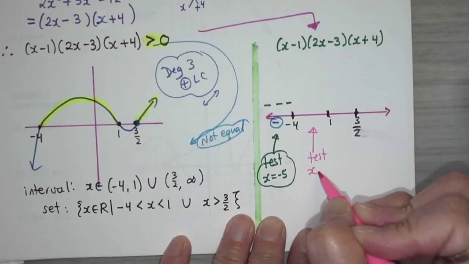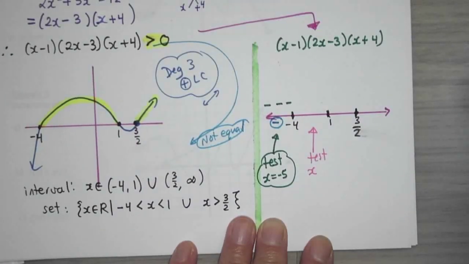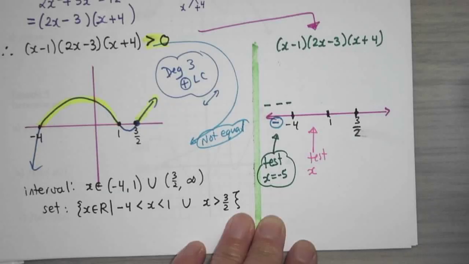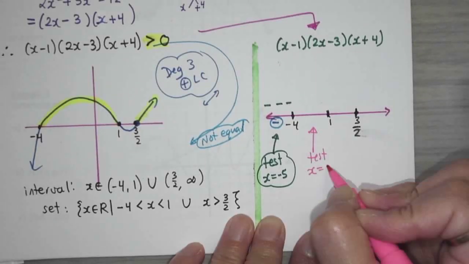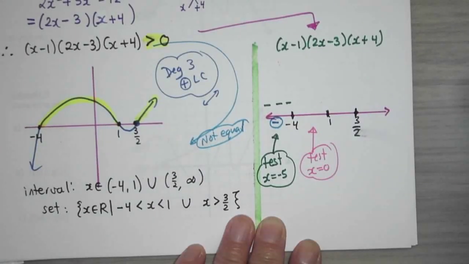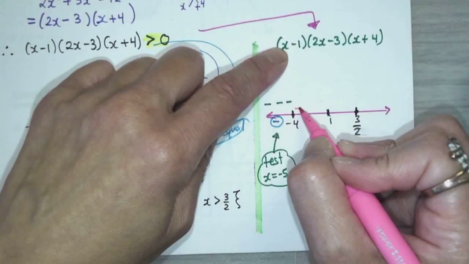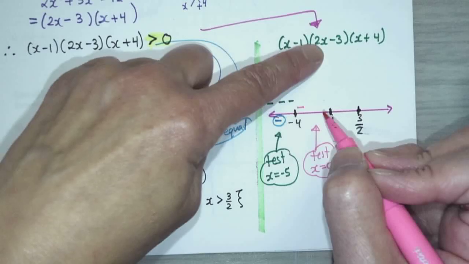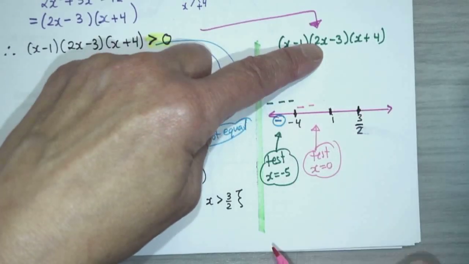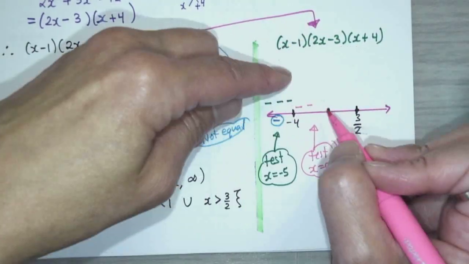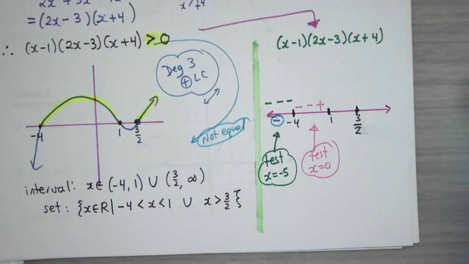Test what value is good to test between -4 and 1. How about -2.73? I'm just kidding. 0. Yes, so 0. Definitely choose something easy. Don't go fancy. 0 minus 1 is negative. 2 times 0 minus 3 is negative. So a bit of mental math, fast. 0 plus 4, positive. So that's how fast you should be doing it.